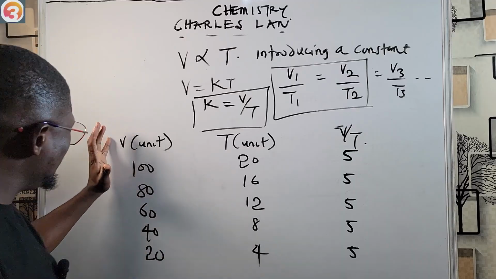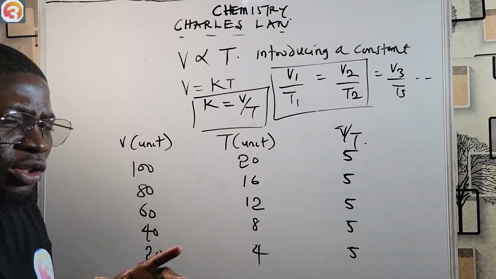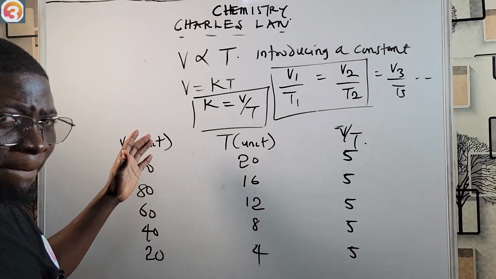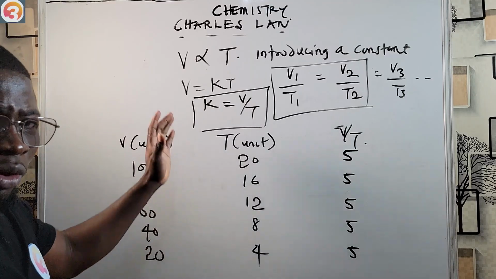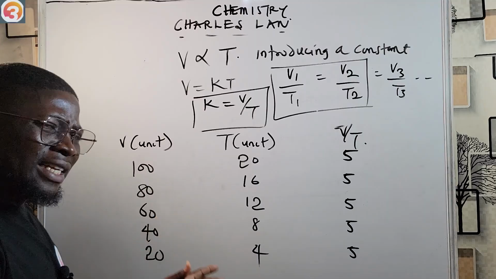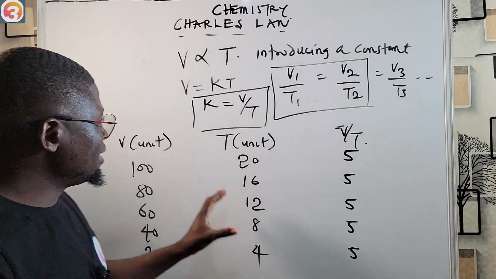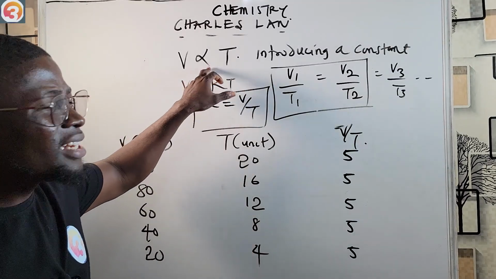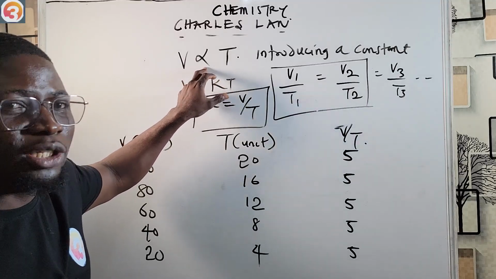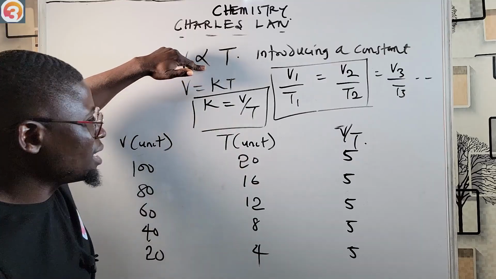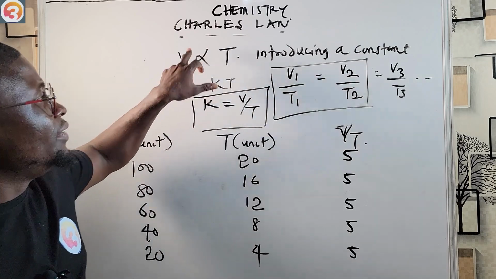One, as the volume is decreasing, the temperature is decreasing. When we discussed Boyle's law, as pressure was increasing, the volume was decreasing. So as one is increasing, one is decreasing, because it is an inverse proportionality. But in this case, the volume is directly proportional to the temperature at constant pressure. Because it is directly proportional, whatever is affecting V will affect T.